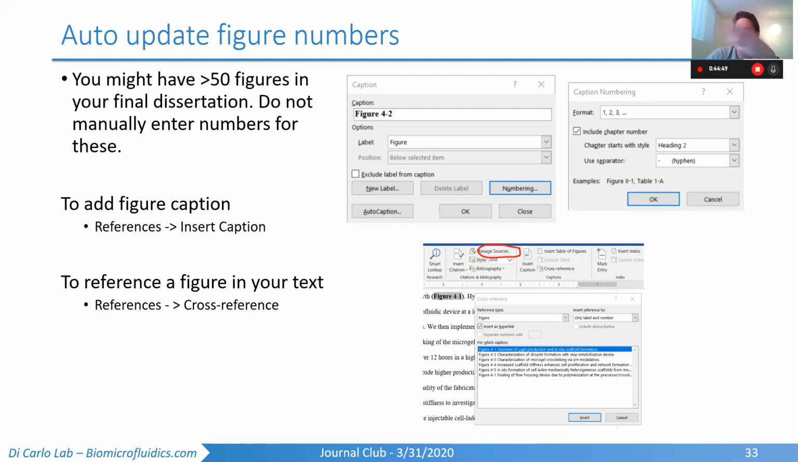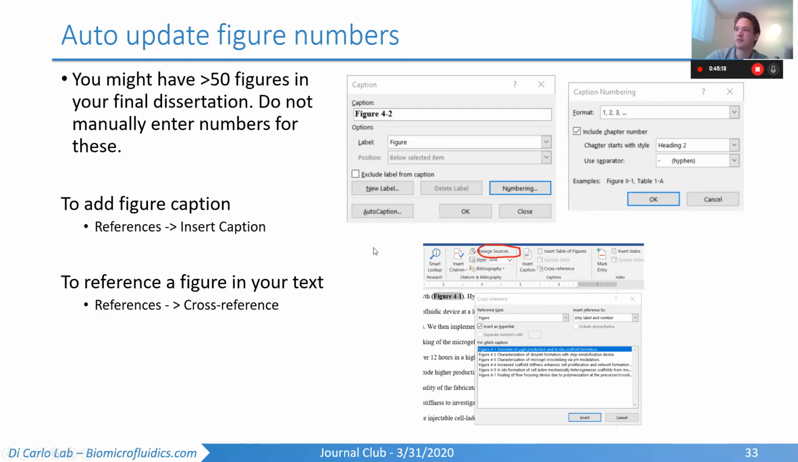You create a caption by going to References, Insert Caption. You can even format it so that the numbering is based off your heading. If you have your document broken up into chapters, instead of figure numbers just increasing from 1 through 100, you can have figure 4-2, meaning the second figure of chapter 4. So a lot of this can be automated.